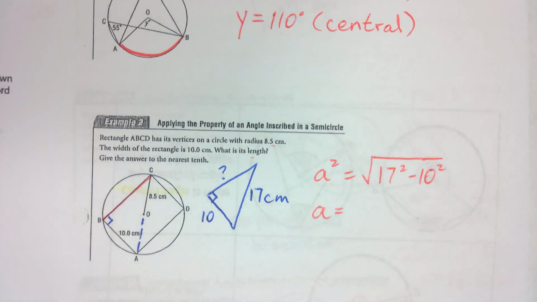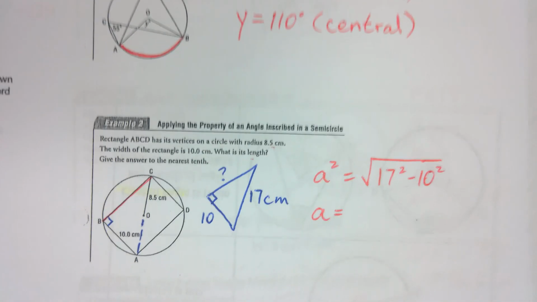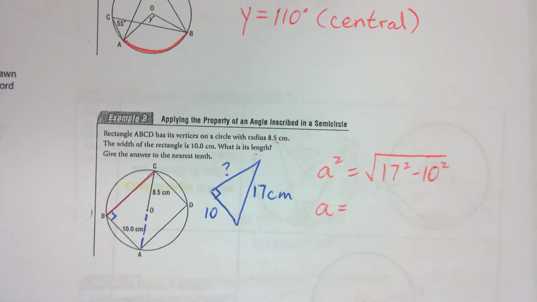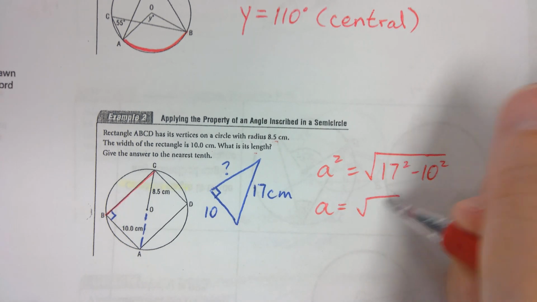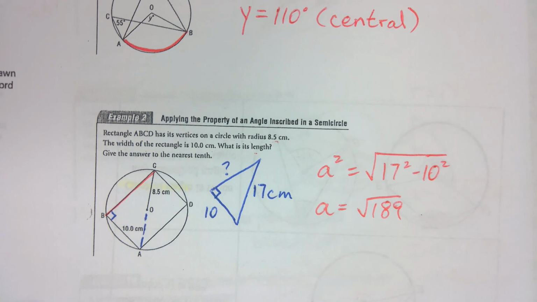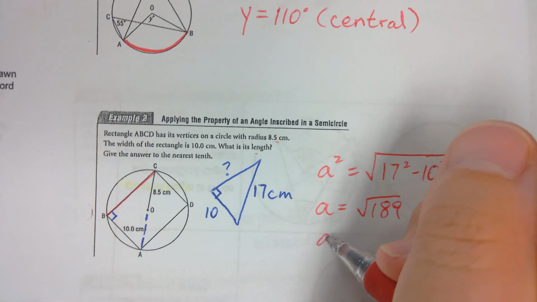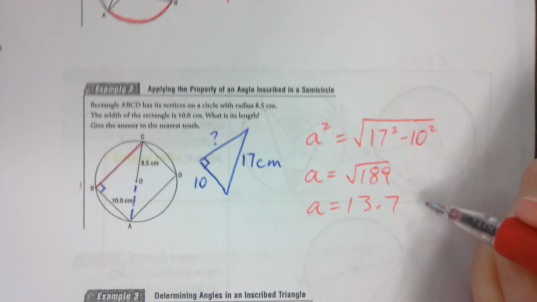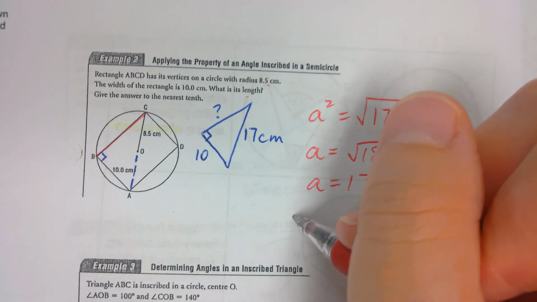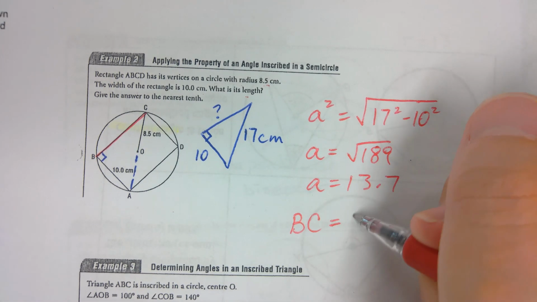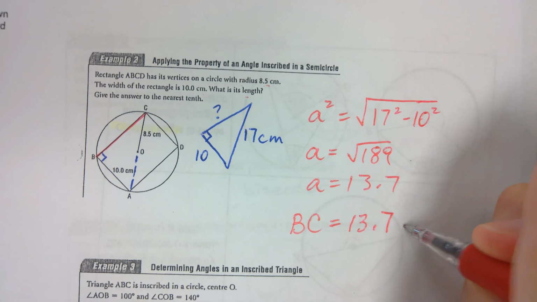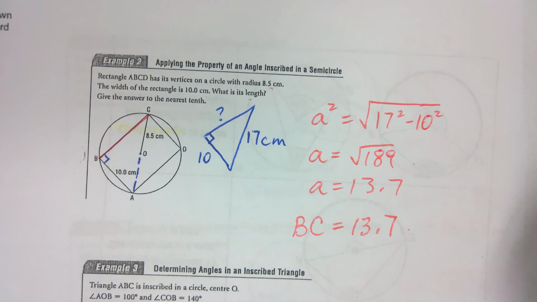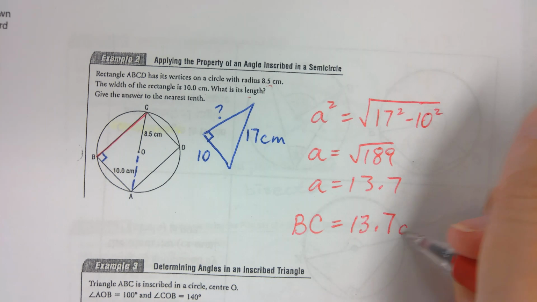So a squared equals the square root of 17 squared, take away 10 squared. So a, which is the length of BC, equals: 17 times 17, take away 10 times 10, square root that, square root of 189. You get 13.7. Okay, so therefore the length BC is 13.7. What's my unit here? Centimeters, because we're talking about a length.